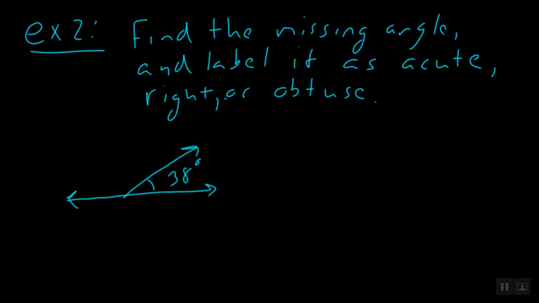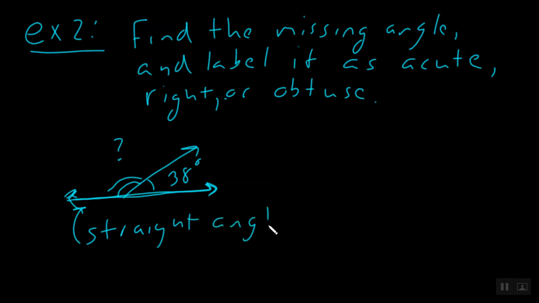Okay, here we have example 2, and it says find the missing angle and label it as acute, right, or obtuse. And you'll notice that right here, I'm going to use two arcs to denote that, oh yeah, this is our missing angle. Now the first thing to note that's very, very important is we have a straight line, or we could actually call this right here a straight angle. We don't typically think of straight lines as straight angles, but it is, and we know that that is going to add up to 180 degrees. Now let's also notice that this angle right here is 38 degrees.